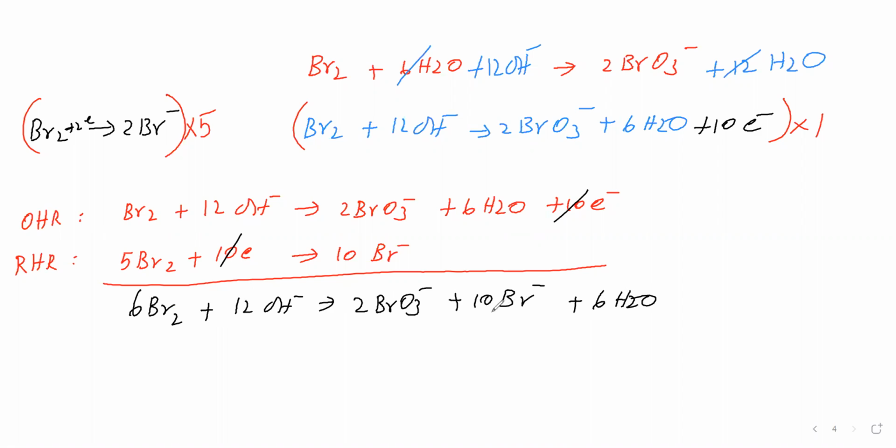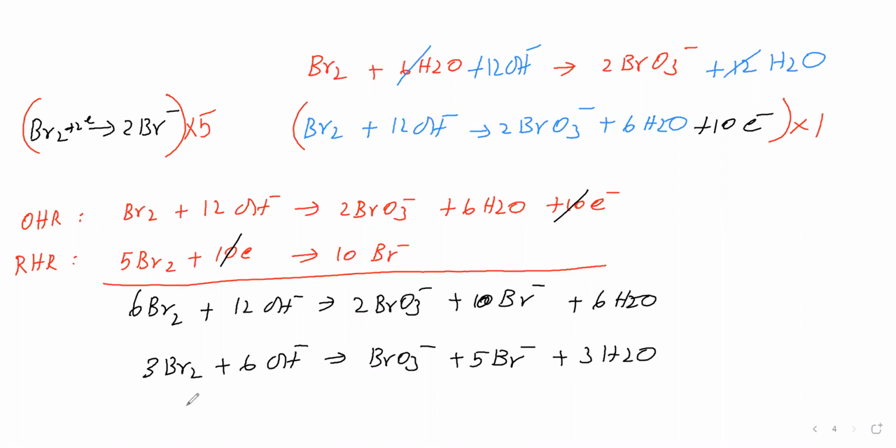Then all the coefficients are even numbers. Therefore, we will divide the whole equation by 2. So we will get 3 bromine, 6 OH minus, 1 BrO3 minus, 5 Br minus, and 3 water molecules. Then this Br2 we will write as it is. OH minus is from potassium hydroxide as per the given equation, so potassium hydroxide we will write. BrO3 minus is from potassium bromate, so KBrO3. Bromide is from potassium bromide, therefore KBr, plus 3 water molecules.